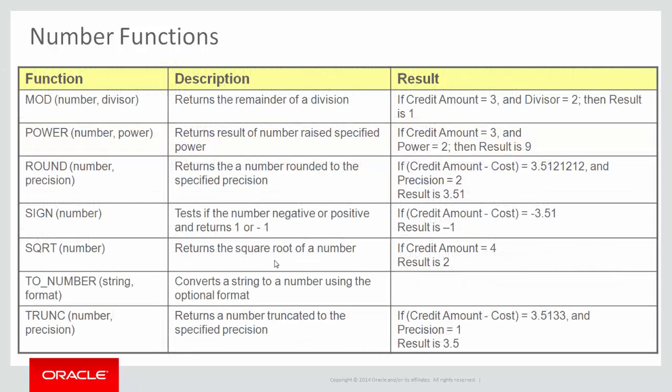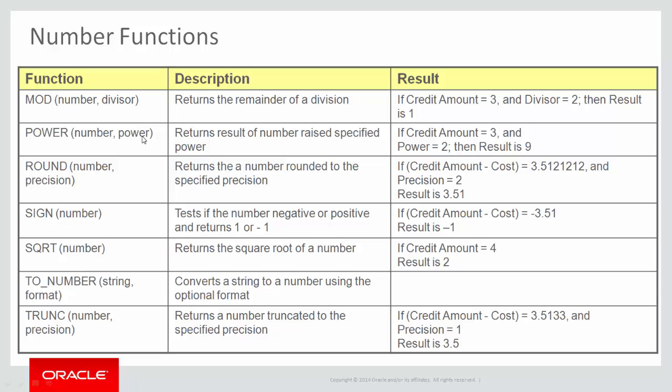Then moving on, we also have the modulus, where we're going to take the number and then the divisor. The purpose of that function is that it returns the remainder of a division. So for example, if I had a credit amount of 3 and a divisor of 2, then the result would be 1.